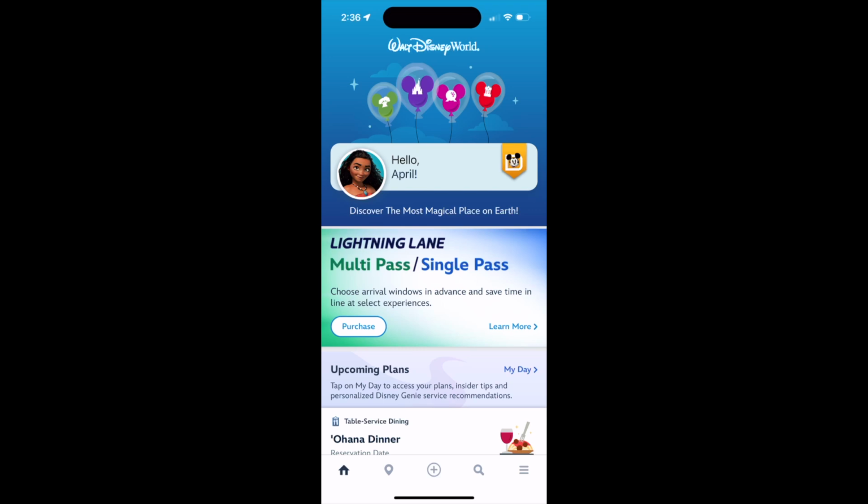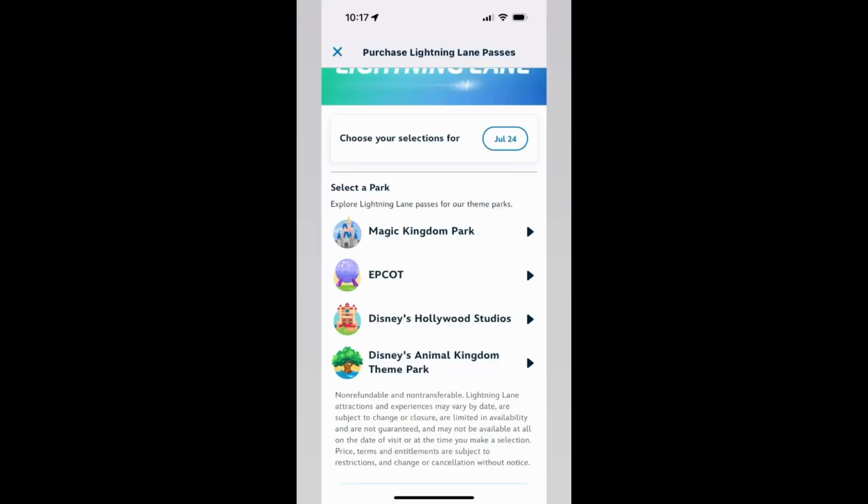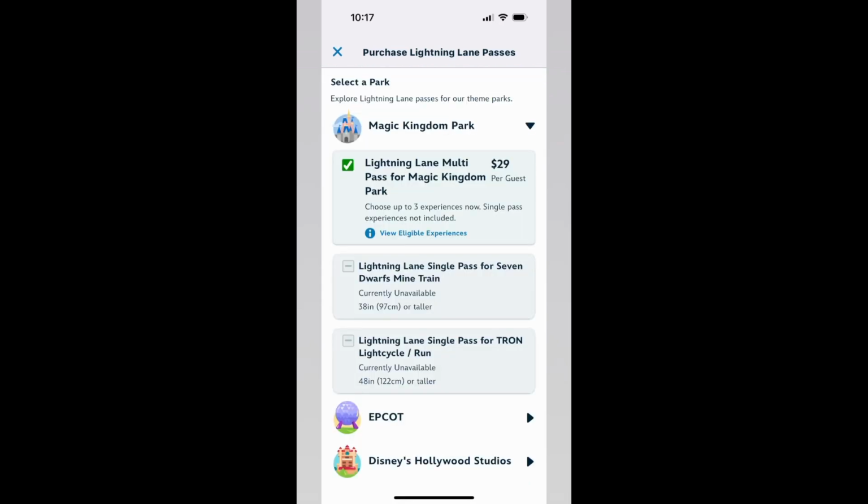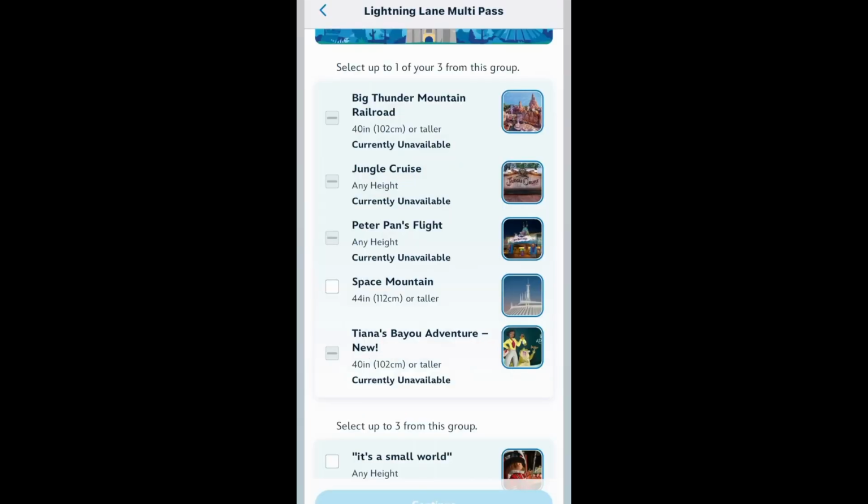Okay, so I was going to look at the Magic Kingdom for today. Today is July 24th. It is the first day of the multi and single lane Lightning Lanes. We are not currently at the theme park, but we were just looking at it from home to see what experiences were included, what times were available. First, you would choose a park that you're going to be in, where you're going to start your day. The price for opening day at the Magic Kingdom was $29 per person. That is for the multi-lane pass, not the individual.